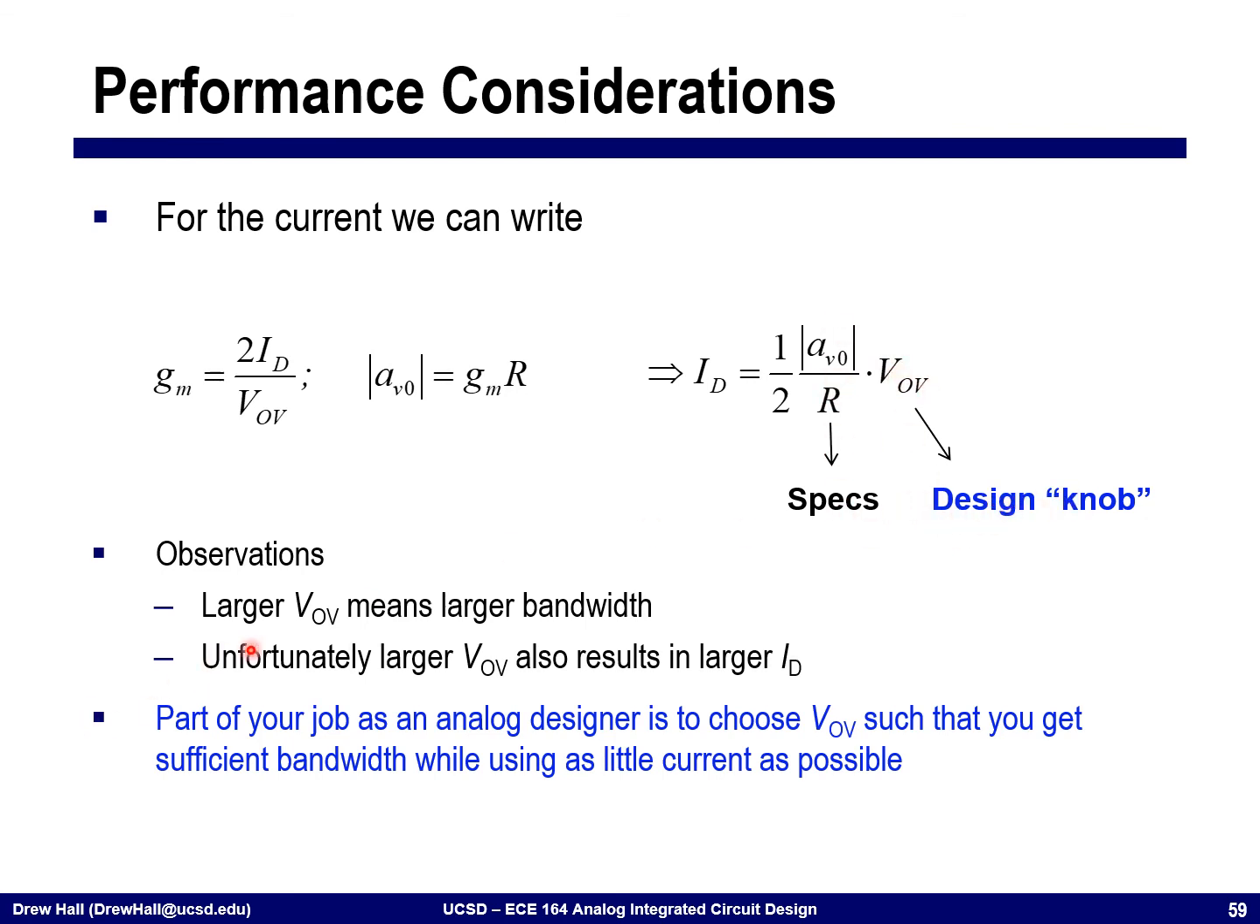Okay. And so what can we see from this? One, we should be increasing VOV in order to get larger bandwidth, but the current is directly proportional to this VOV. And so your job as the analog circuit designer is to choose VOV such that you get enough bandwidth while we're using as little current as possible. So this is where you as the designer are optimizing the circuit for performance in order to minimize the power consumption.